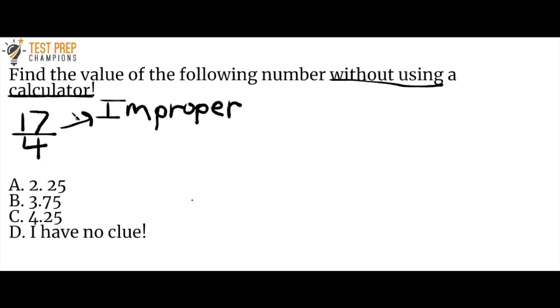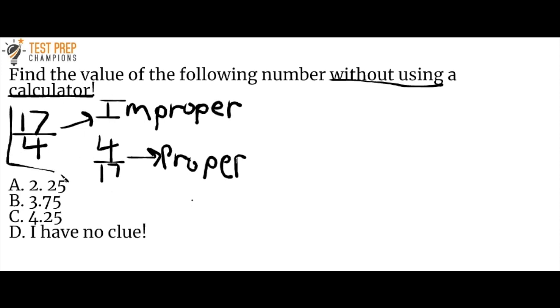An improper fraction has a numerator that's bigger than the denominator. Again, the numerator is the top number in the fraction, and the denominator is the bottom number. On the other hand, if this was instead 4 over 17, then we would have a proper fraction. For a normal, regular, everyday, average proper fraction, the top number would be smaller than the bottom number, but that's not what we have here. So we've got to work with this improper fraction, 17 over 4.